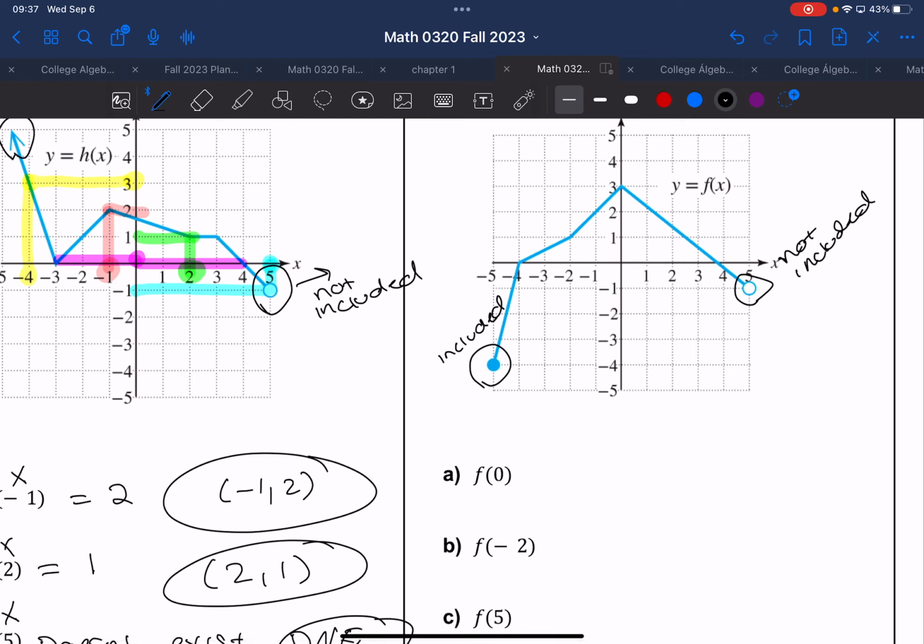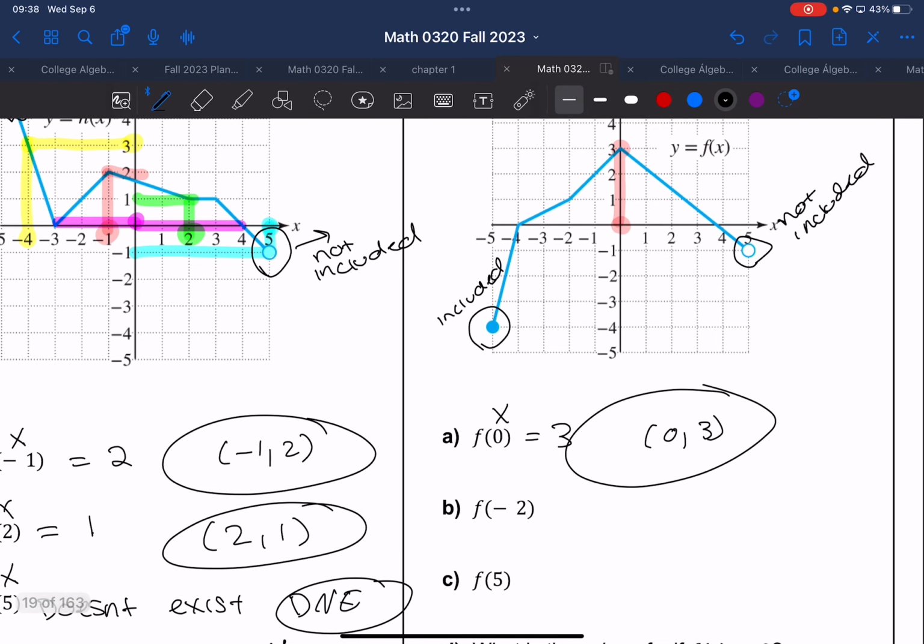Okay, so let's look at f of 0. 0 is what variable? Yep, it's x. So we're going to look at x on 0, which is the origin. Are we going to be looking up and down or left and right? Up and down, because we already have the x's and we need to find the y's. So are we going to go up or down? Up. And that's going to be at what value? 3. So what would my point be? 0, 3. Perfect.